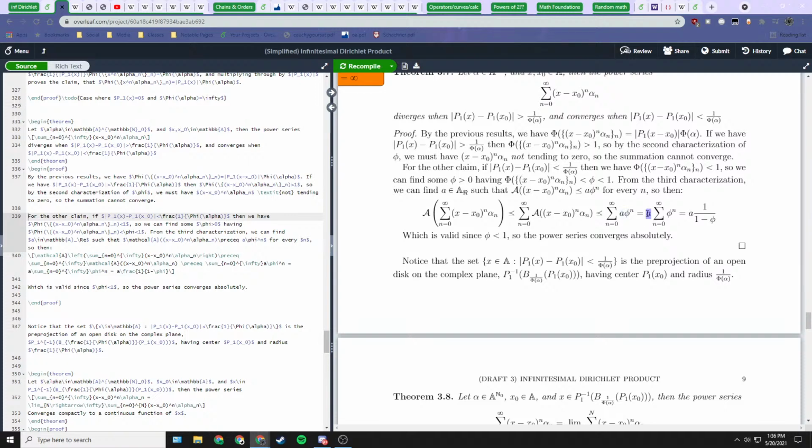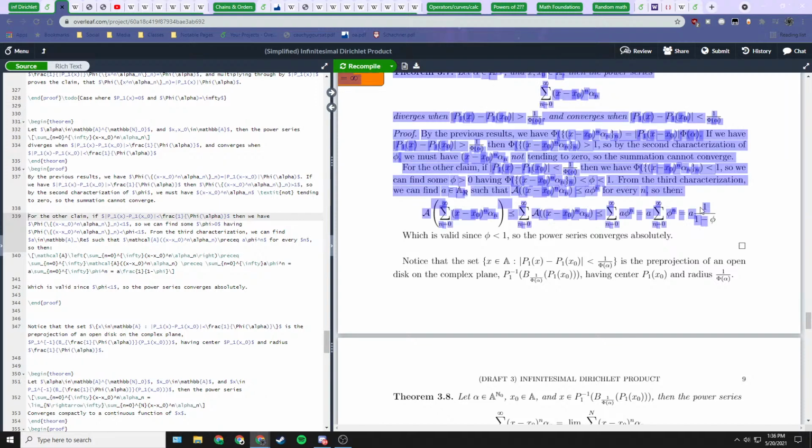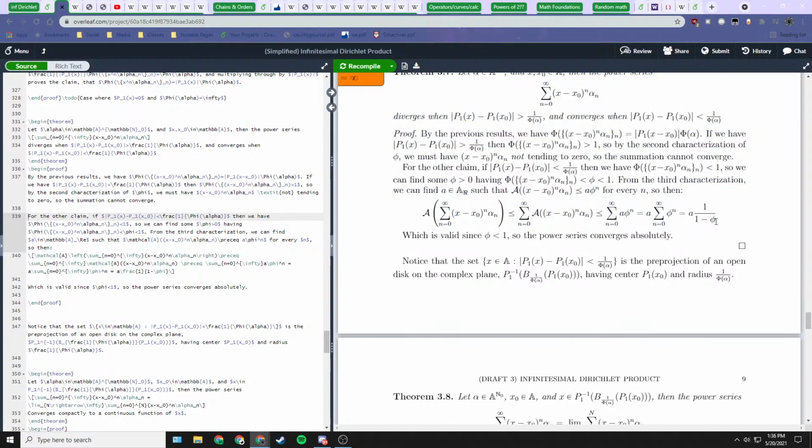If we just factor out our a, then we have the sum of powers, which is just a simple geometric series, and we converge like this. This is valid especially because phi is strictly less than 1. So this power series converges absolutely.